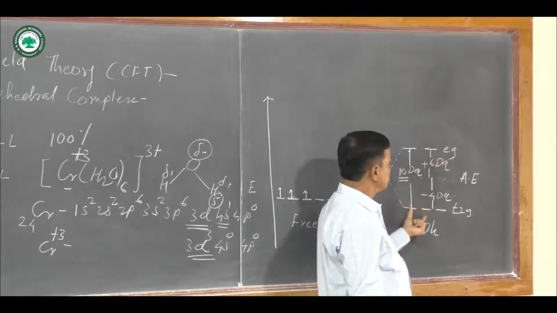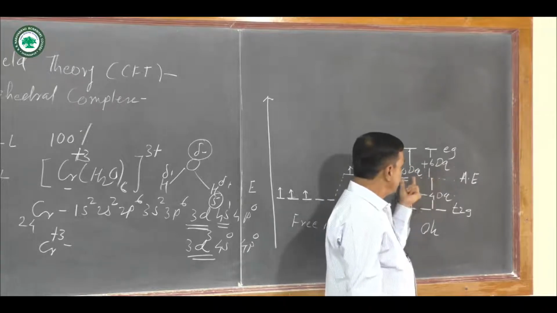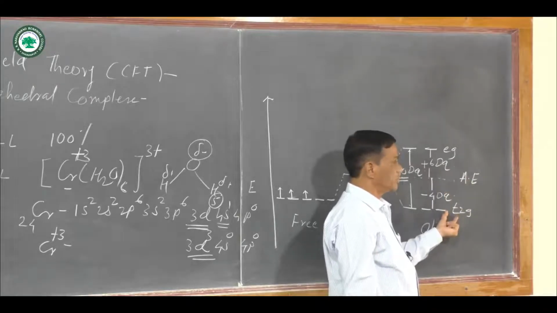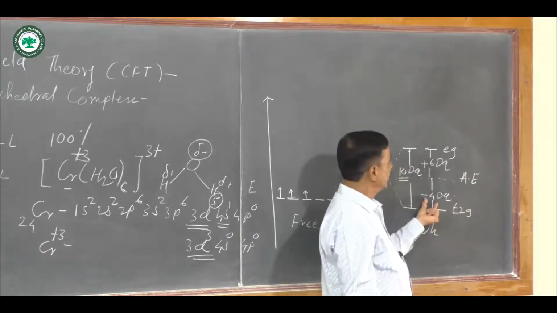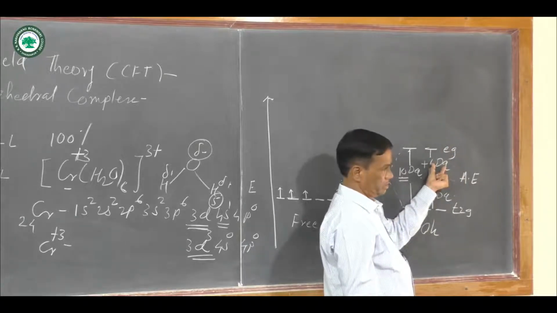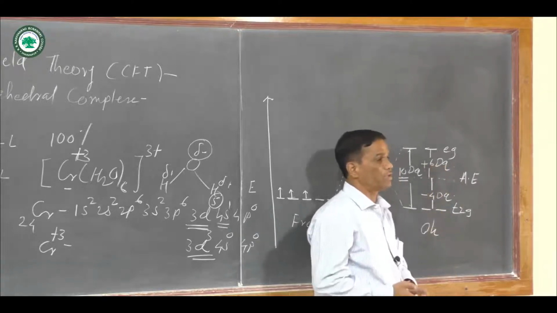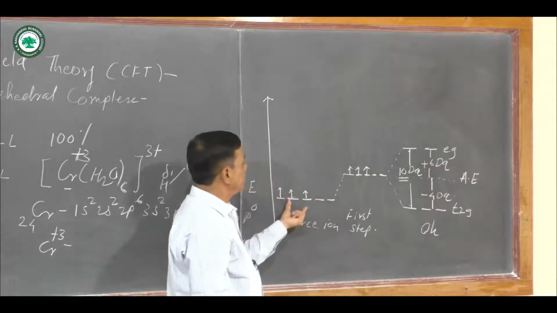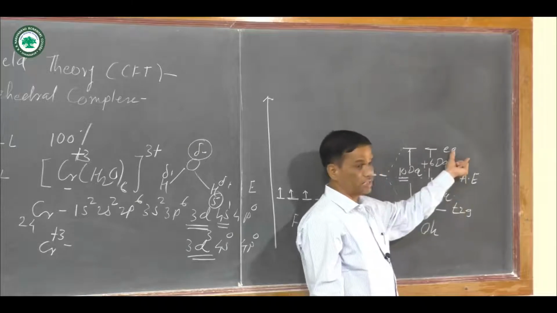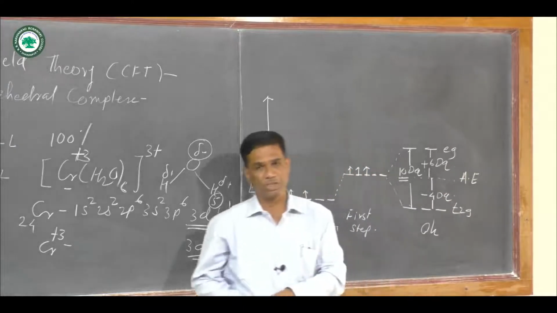The energy difference between T2g and Eg is represented by 10 Dq. And this middle dotted line indicates the average energy. From the average energy to T2g the distance is minus 4 Dq, and from the average energy to Eg the distance is plus 6 Dq. This is the splitting in an octahedral field, which means 5 degenerate orbitals split into two sets, T2g and Eg, and T2g has lower energy as compared to Eg.